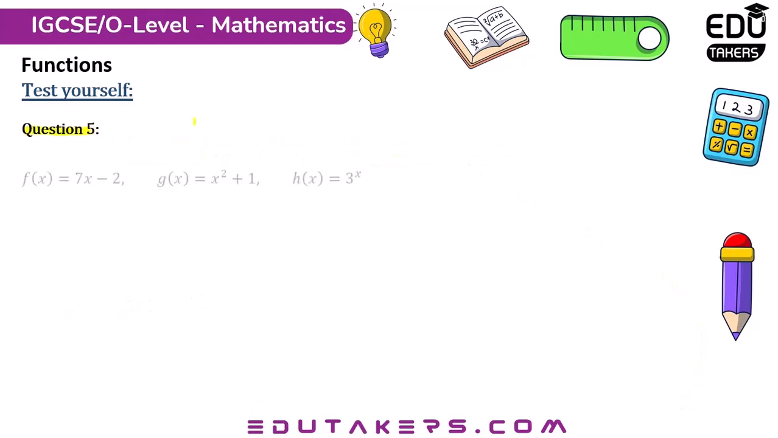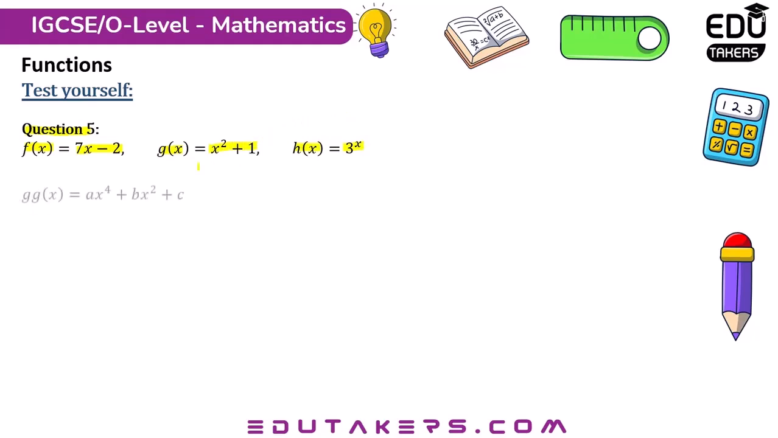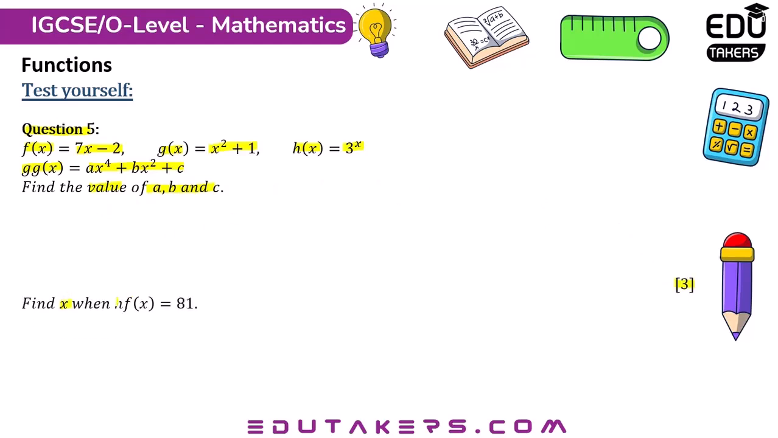Question number 5. f of x is equal to 7x minus 2, g of x is equal to x squared plus 1, h of x is equal to 3 raised to power x. g of x equals ax raised to power 4 plus bx squared plus c. Find the value of a, b and c. It's a 3-mark question. Find x when hf of x equals 81. It's a 3-mark question.